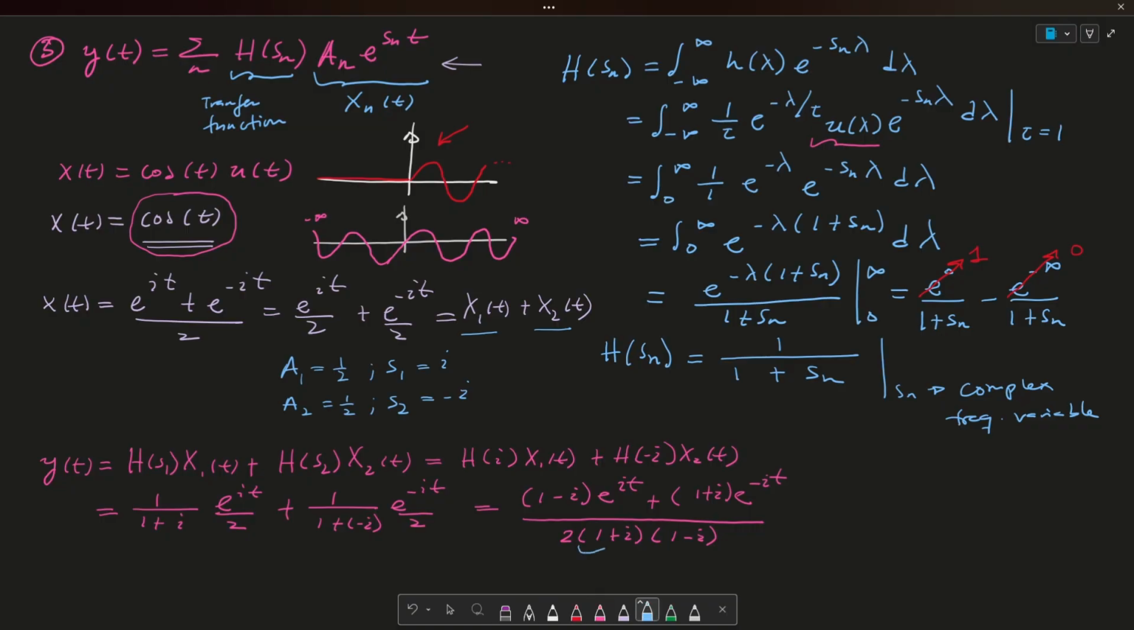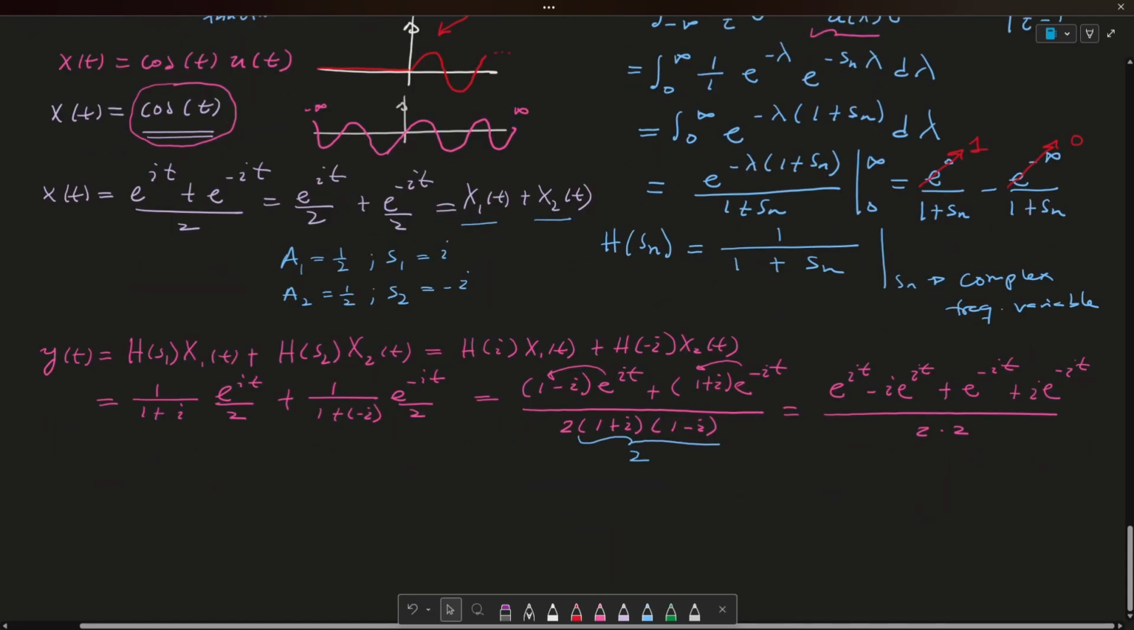We found from a previous slide that this here is equated to 2. So then if I rewrite this and distribute e to the it to these terms here and e to the minus it to these terms here, I get e to the it minus i e to the it plus e to the minus it plus i e to the minus it over, let me just say 2 times 2 for now. I wanted to try and put this on one slide, but I'm going to have to scroll.